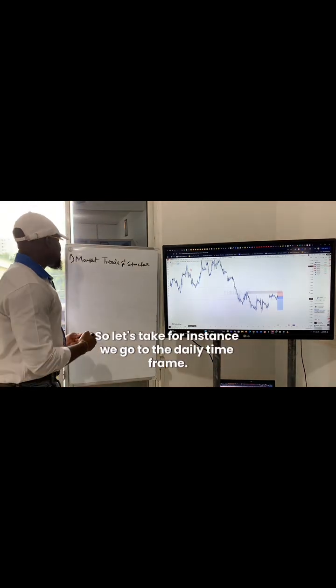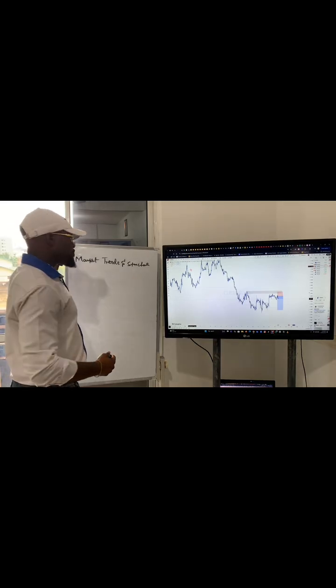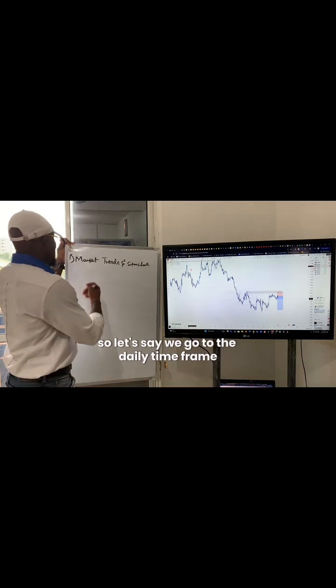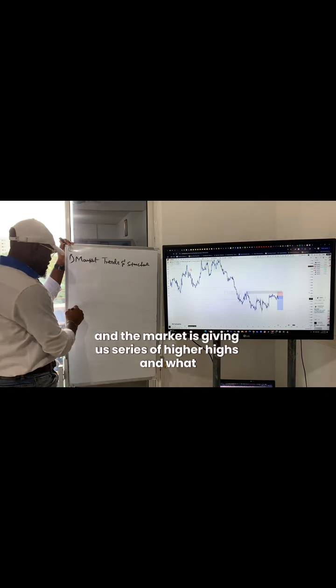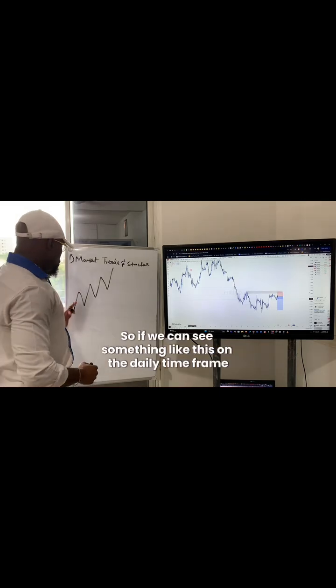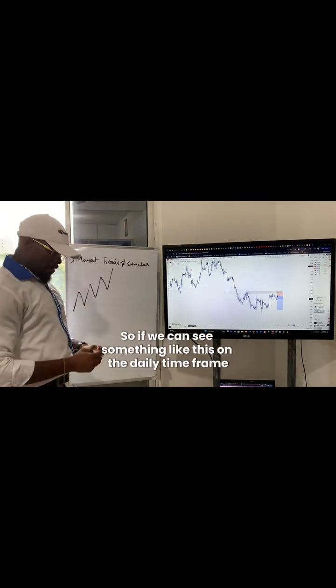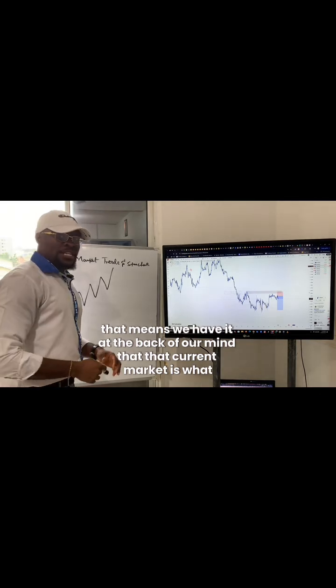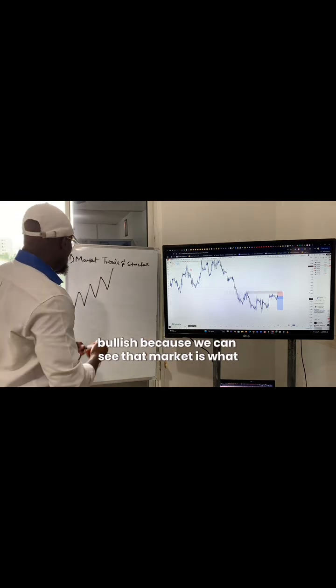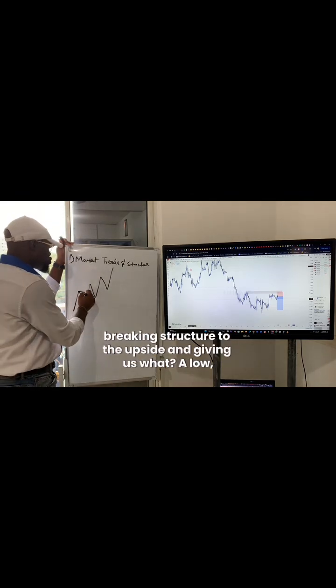So let's take, for instance, we go to the daily time frame. Now, this is considering top-down analysis, okay? So let's say we go to the daily time frame and the market is giving us a series of higher highs and higher lows, right? If we can see something like this on the daily time frame, that means we have it at the back of our mind that the current market is bullish, because we can see that the market is breaking structure to the upside.